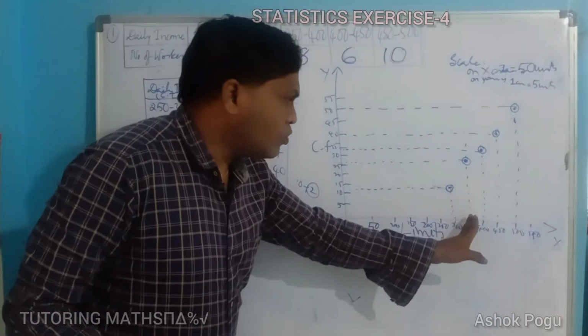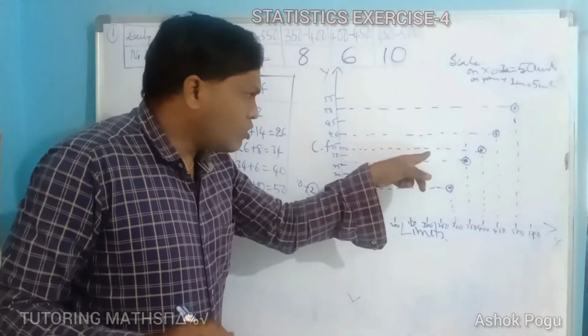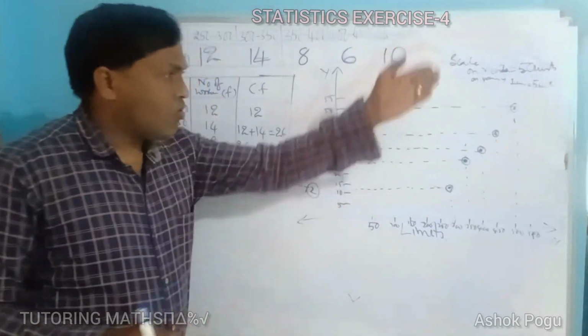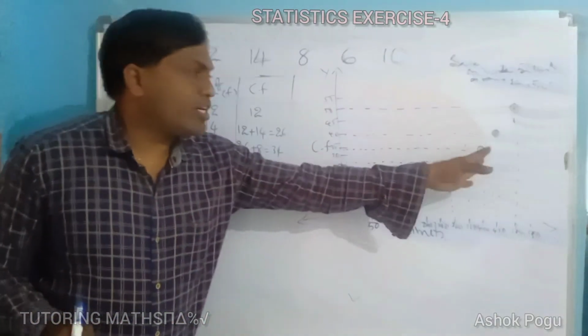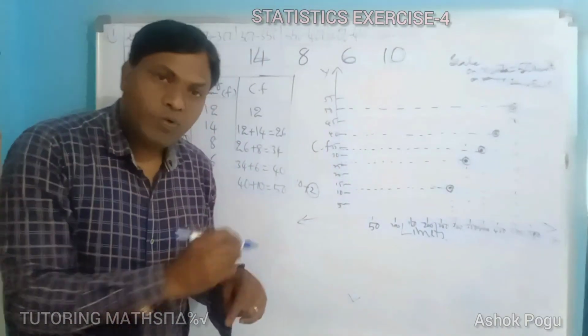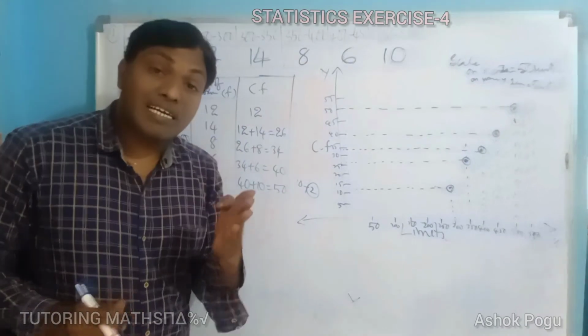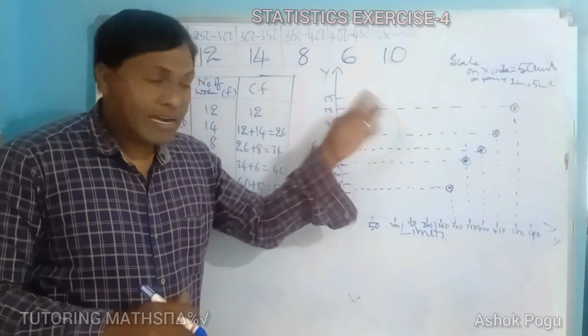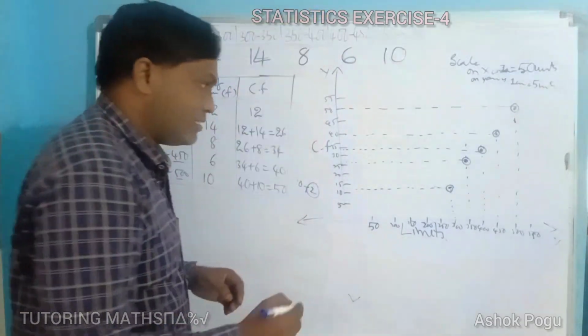You need not draw these dotted lines. Just for understanding purposes I have drawn them. Now we have got all the points. We have plotted all the values. Just join them by hand, don't use a scale. Only join, because it is a curve. Ogive curve, not a line. Line means scale. Curve means we have to draw with the hand.